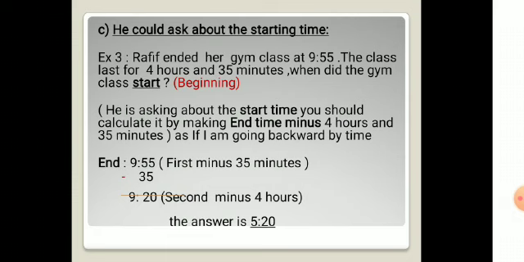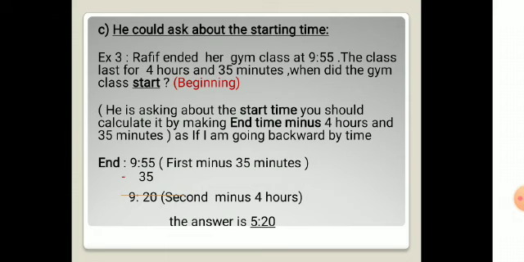So let's see an example. Rafif ended her gym class at 9:55. The class lasts for 4 hours and 35 minutes. Stop. What's the meaning of the class lasts for 4 hours and 35 minutes? Yes, this is the duration. Excellent. When did the gym class start? So I'm asked about what? Excellent. The beginning time. So what's missing? The beginning time. What's given? The ending time, 9:55, and the duration, 4 hours and 35 minutes.